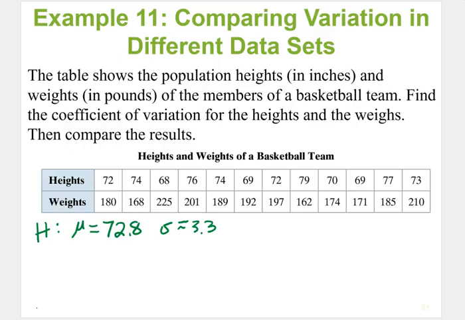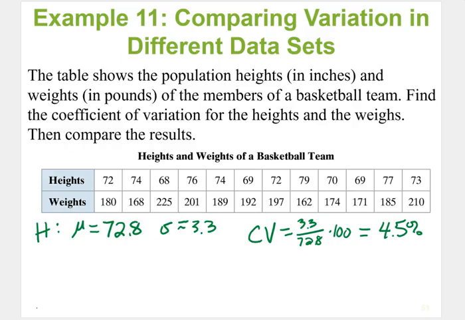All right, so if I wanted to find my CV for the heights, my coefficient of variation is just going to be 3.3 divided by 72.8, and I'm going to multiply it by 100 so I get a nice pretty percentage. And that turns out to be about 4.5%. So my heights are dispersed 4.5%, which is a very small percentage, so that would tell me the heights are all pretty much the same, which if you think about it for a basketball team, makes sense.